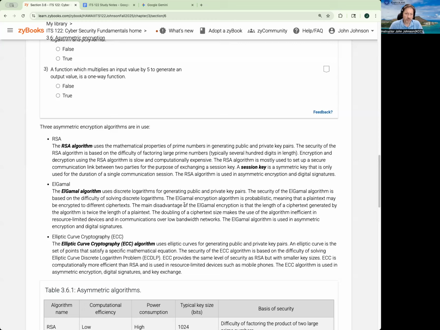ElGamal. The ElGamal algorithm uses discrete logarithms for generating public and private key pairs. The security of the ElGamal algorithm is based on the difficulty of solving discrete logarithms. This encryption algorithm is probabilistic, and that means that a plain text may be encrypted into a different ciphertext. The main disadvantage it has is that the length of the ciphertext generated is going to be twice the length of the plain text. So it's going to take up a lot of space. This doubling of the ciphertext size makes the use of the algorithm inefficient, and it's not going to work very well on, like I said, resource limited devices and communications over low bandwidth networks.